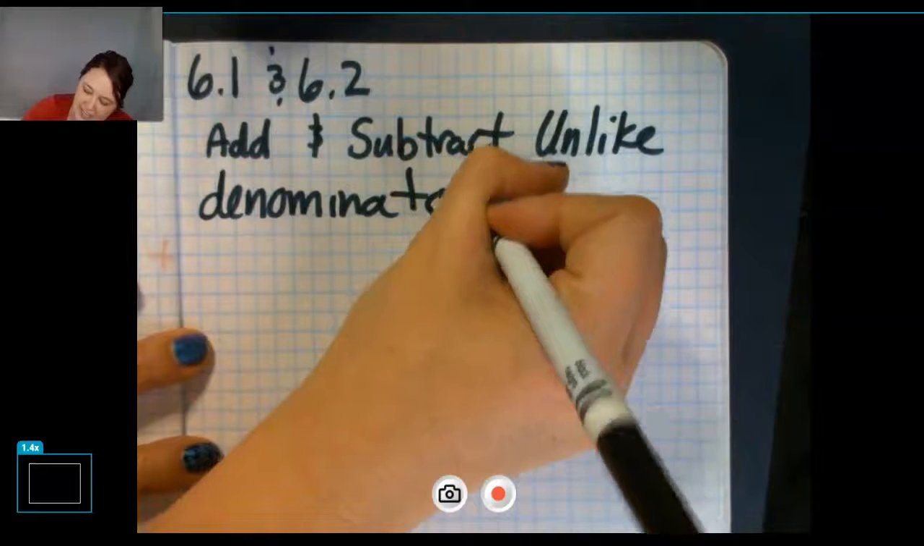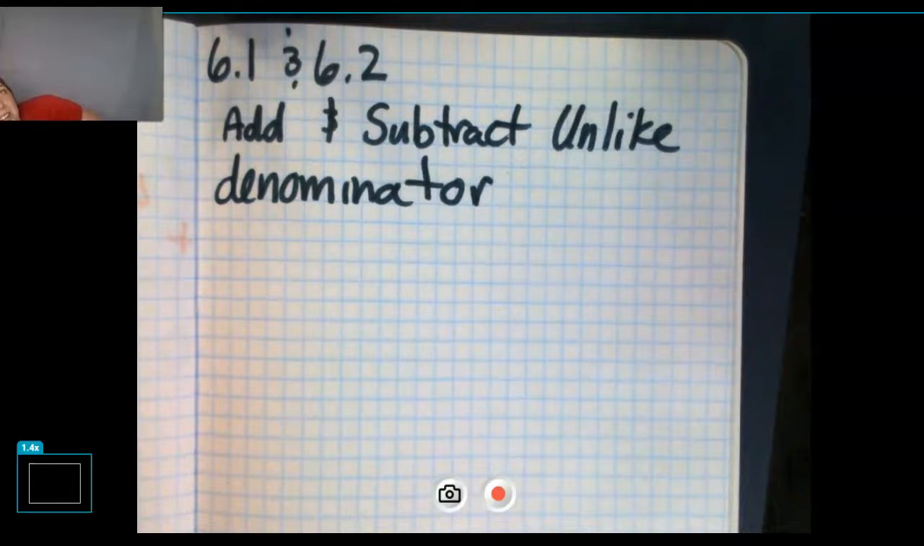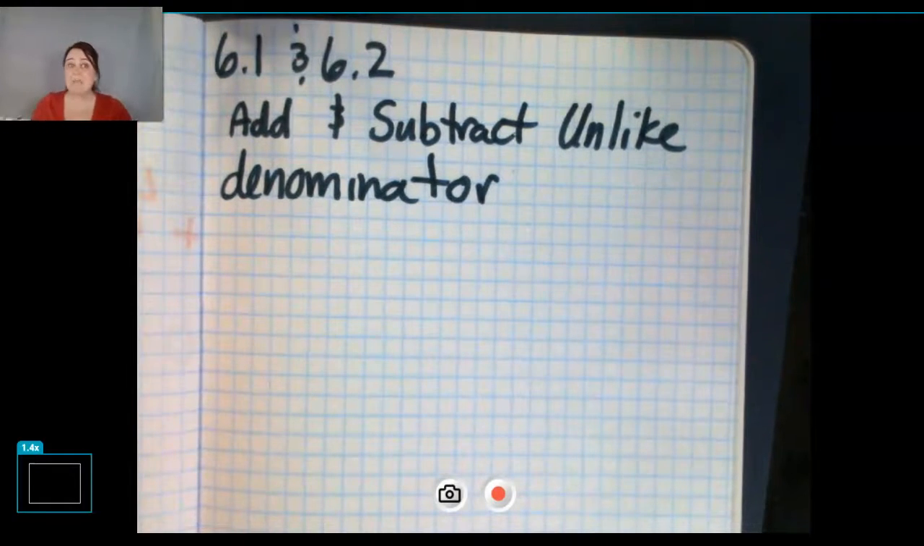So here's the thing. A fraction is just telling you part of a whole. The denominator is telling you how many pieces it was broken into. The numerator is telling you how many pieces you have. Denominator, how many pieces it got cut. Numerator, how many pieces do you get?